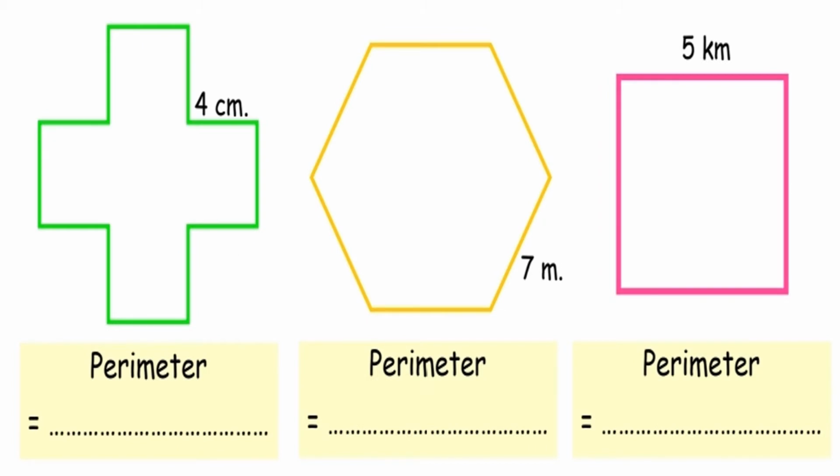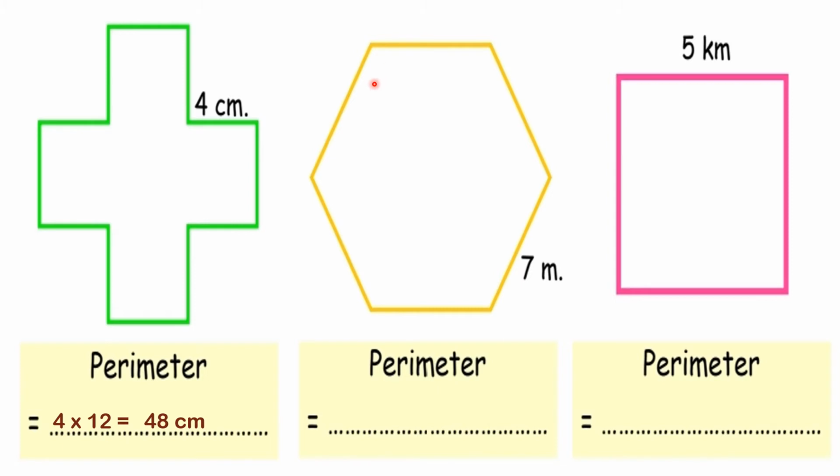We have one side that is 4 centimeters, and I have here, let's count, 1, 2, 3, 4, 5, 6, 7, 8, 9, 10, 11, 12. So I have 4 centimeters by 12 because it's a regular shape. So 4 by 12 will be 48 centimeters.